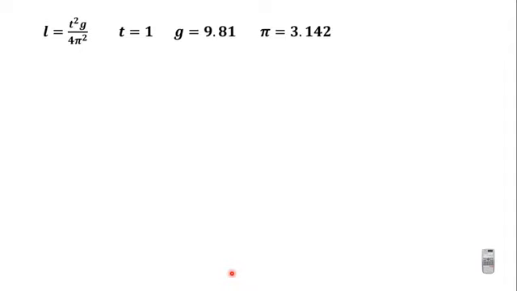The second one said that we should find L when T is equal to 1, G is equal to 9.81, and pi is equal to 3.142. So what do we do? We substitute these new values into the equation. Wherever we see T, we will write 1. Where we see G, we will replace it with 9.81, and we will replace pi with 3.142. So you have 1 squared times 9.81 divided by 4 times 3.142 squared. Now you punch this on your calculator.